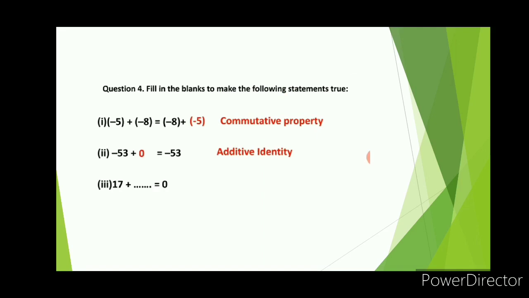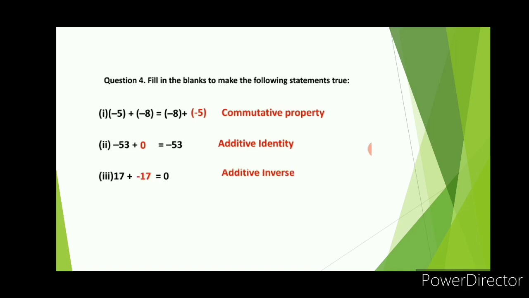Next, third question, 17 plus dash equals 0. Here the answer is 0. What will be the addend? Its opposite sign. Whatever number is given, its opposite sign. That is called additive inverse. So, plus 17 inverse is minus 17, minus 17 inverse is plus 17. Or plus 3 inverse is minus 3, minus 3 inverse is plus 3. According to the property, which number will you put here? Yes, minus 17. 17 plus minus 17 is equal to 0. Which property is this? Additive inverse.